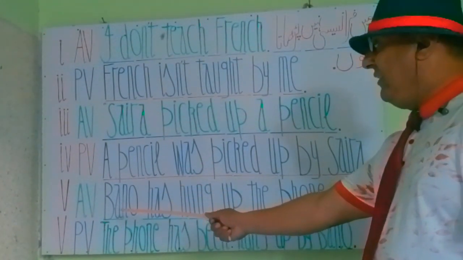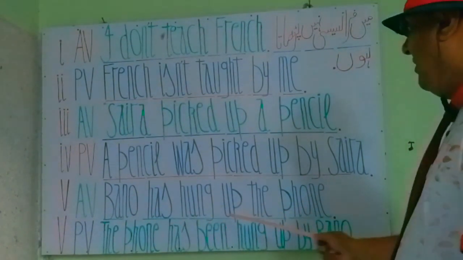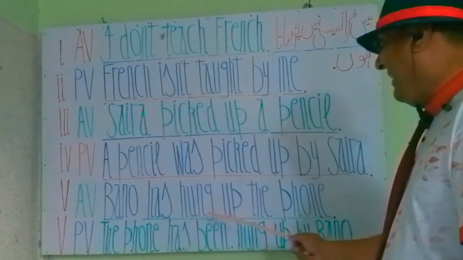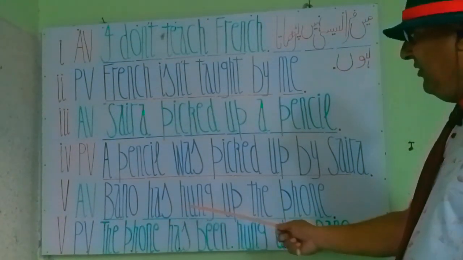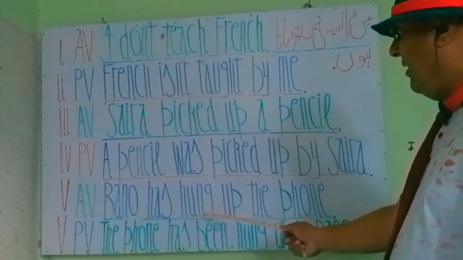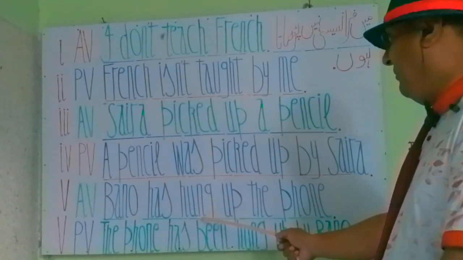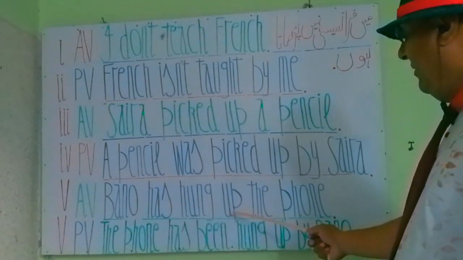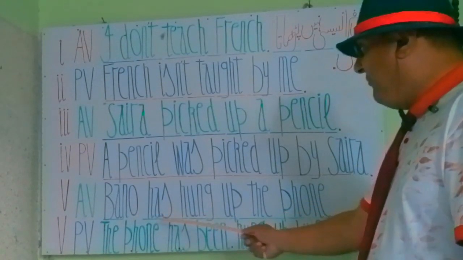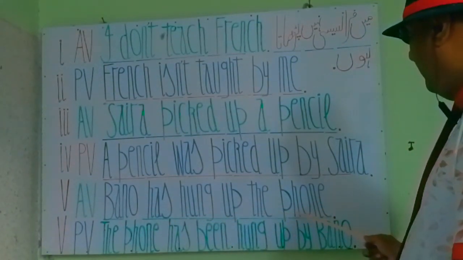The next active statement is Banu has hung up the phone. You see, my students, Banu is a subject and we have has and hung. Hang, hung, hung. Third form, past participle form of verb, and up is again here as a preposition. So this is a present perfect tense, and the phone is the object here.